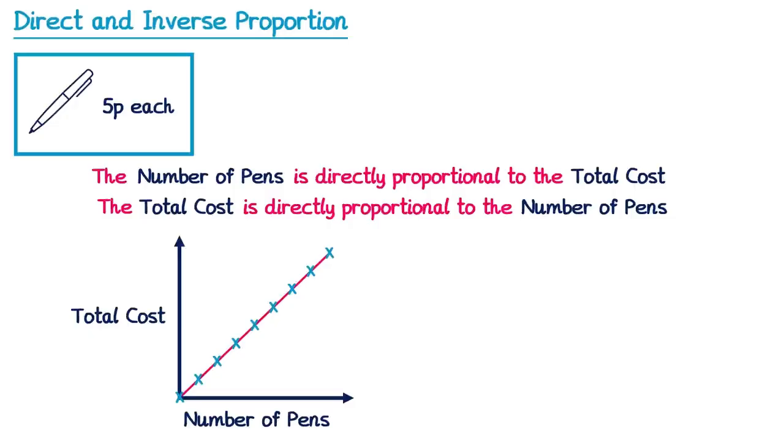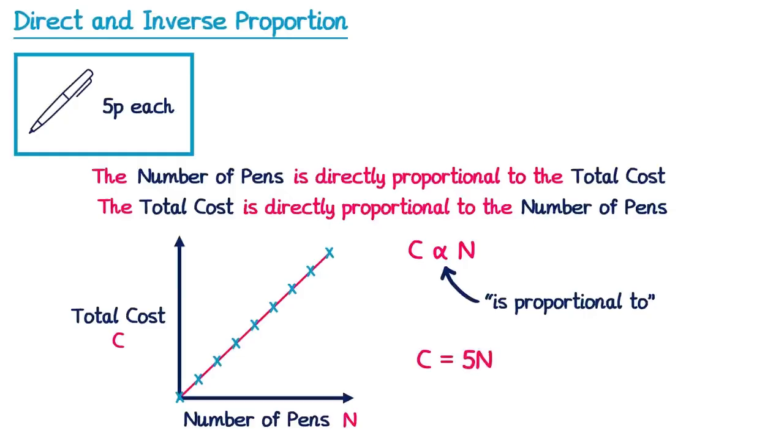0. If we use algebra to represent the number of pens in total cost, for example, the number of pens is going to be n and the total cost is going to be c, then we could write that c is directly proportional to n. The symbol that I've written here could be read as is proportional to. So this says c is proportional to n. For this particular graph, we actually know its equation. It would be c equals 5n. Since to get the total cost, we multiply the number of pens by 5.